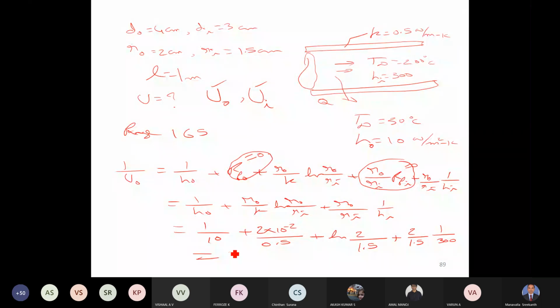So if you calculate this, you will get... What's the value you're getting? Can somebody calculate this?